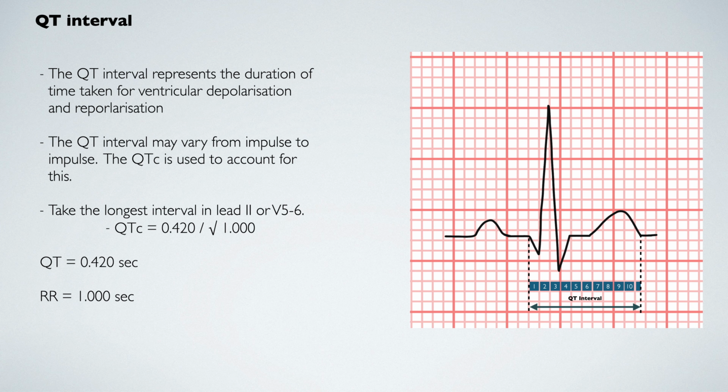If we add these numbers into the equation, the corrected QTc in our example is 0.42 seconds, which is equivalent to 420 milliseconds. The normal corrected QT interval should be less than 440 milliseconds for males and less than 460 milliseconds for females.